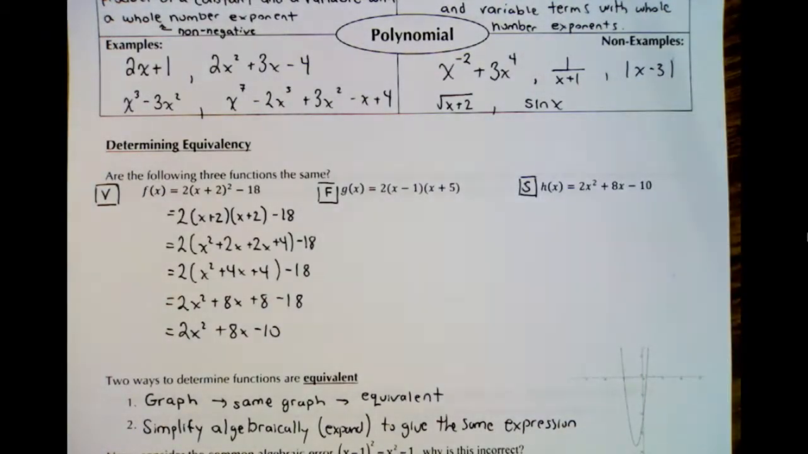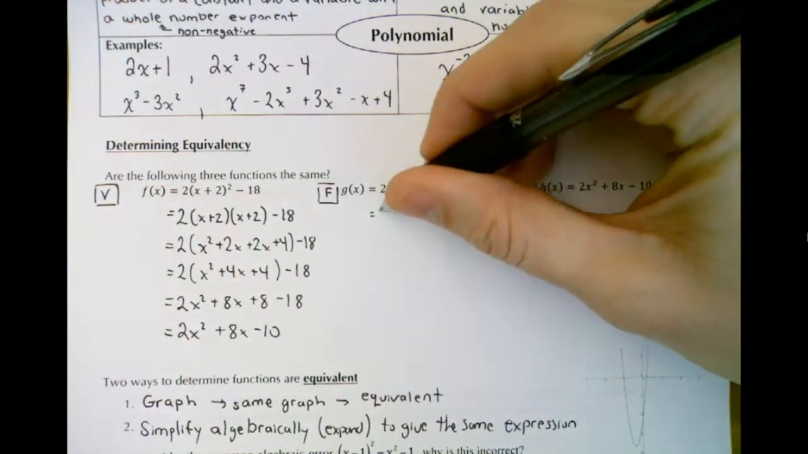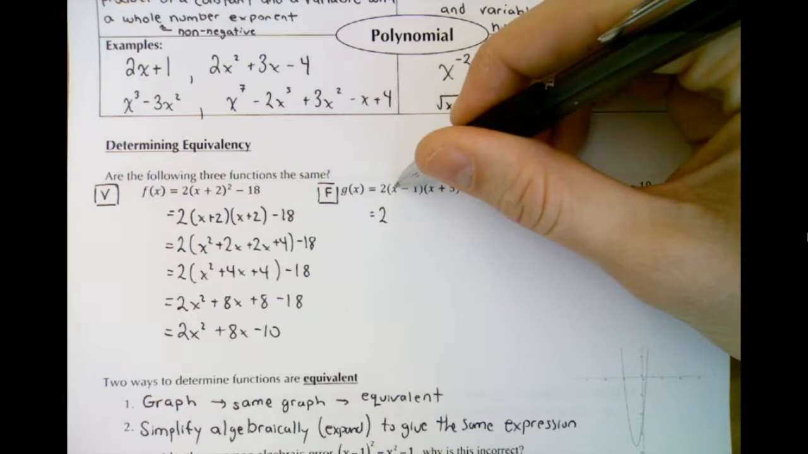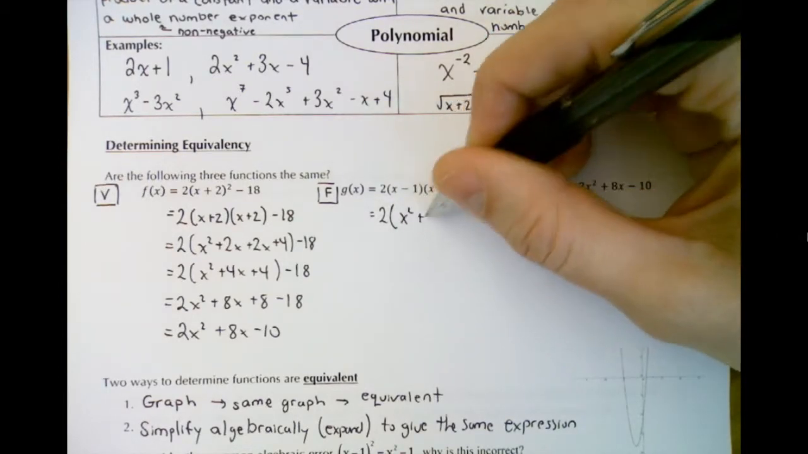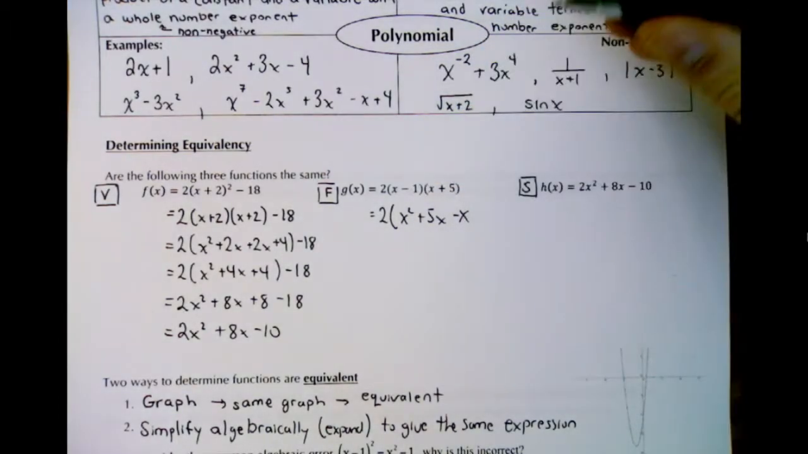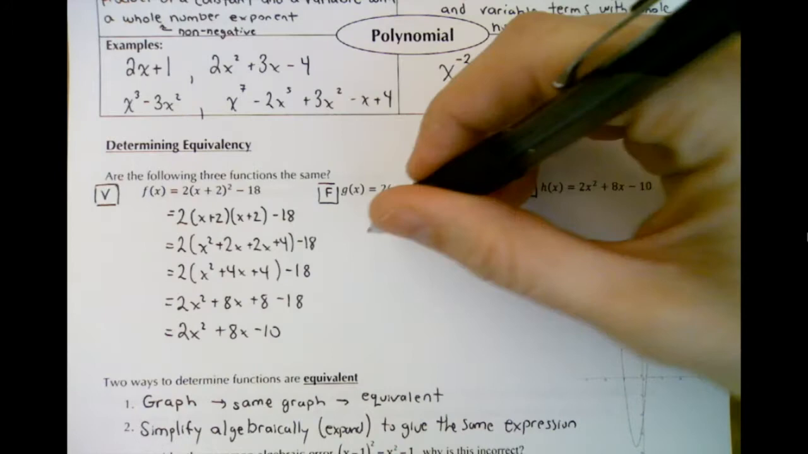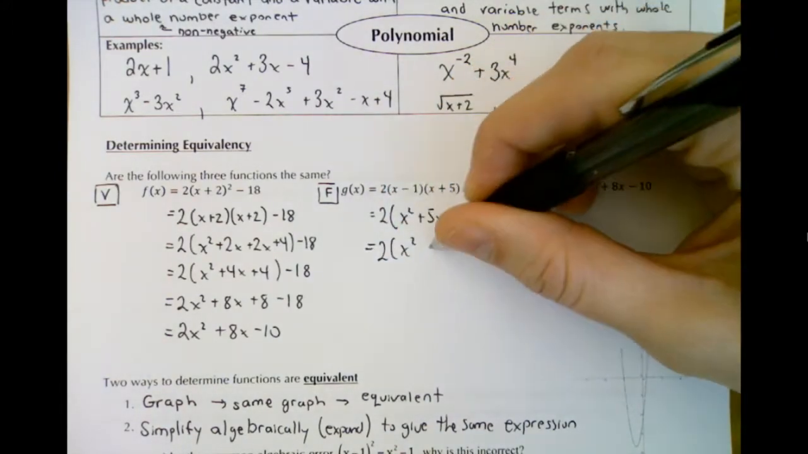Let's expand the factored form and make sure it's the same too. We kind of know it is because it gave the same graph, but let's do it anyways. We'll leave the 2 out, and I'm going to FOIL. X times x is x squared. X times 5 is 5x. Negative 1 times x is negative x. And negative 1 times 5 is negative 5. Collect the like terms in the brackets. 5x minus x is 4x.